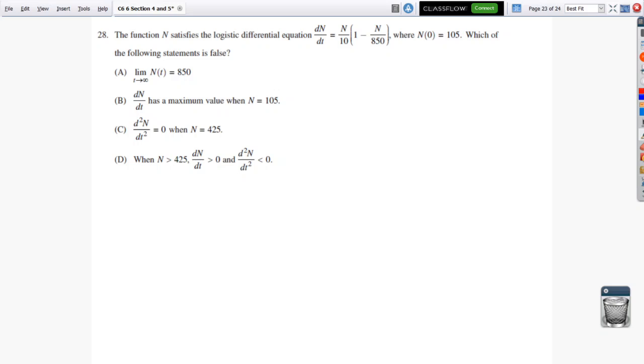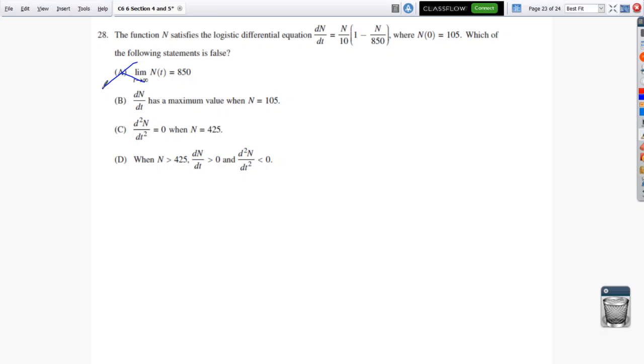You can try to start eliminating stuff like the limit as t approaches infinity of n of t is equal to 850. Well, we know that this function is going to level out at its maximal carrying capacity. If I plug in 850 up here, I would have 1 minus 850 over 850. I would have dn dt is equal to 0. That's how I know that 850 is my maximal carrying capacity. A is true.